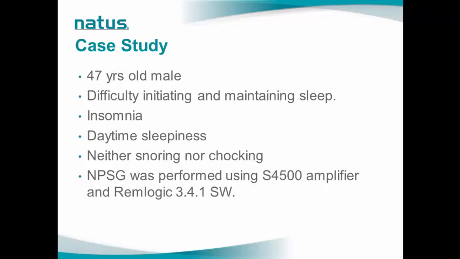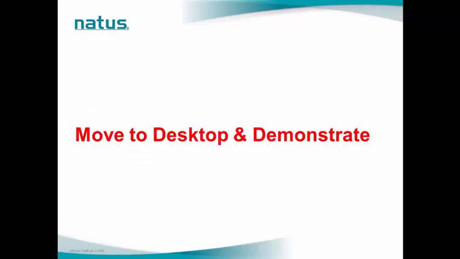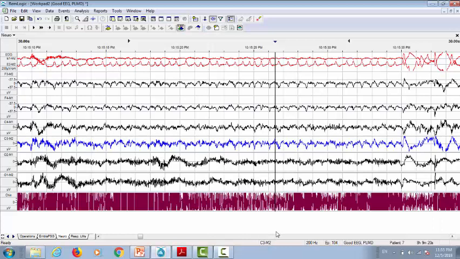Nocturnal polysomnography was performed using an S4500 amplifier and DreamLogic 3.4.1 software. First, we need to review the biocalibration profile. Here, what you see on the screen are the neurological traces. We have EEG signals: frontal, central, and occipital channels, and we have the chin EMG. Time base is 30 seconds, and epoch number is 104.